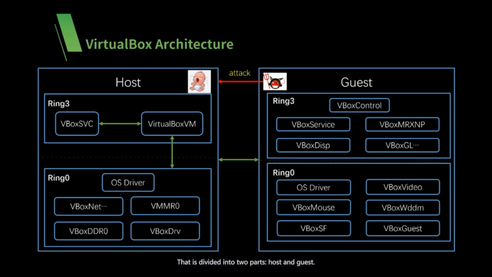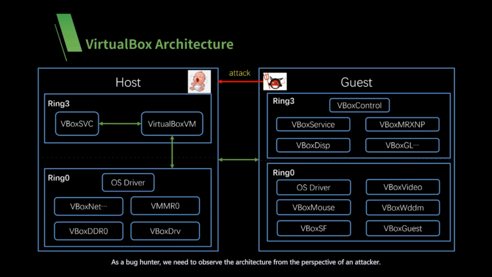It is divided into two parts, host and guest. The host usually refers to the main operating system that runs the virtual machine program, and the guest usually refers to the operating system that runs in the virtual machine. The main security design of a virtual machine is system isolation, so its main threat model is to attack the host through the guest.